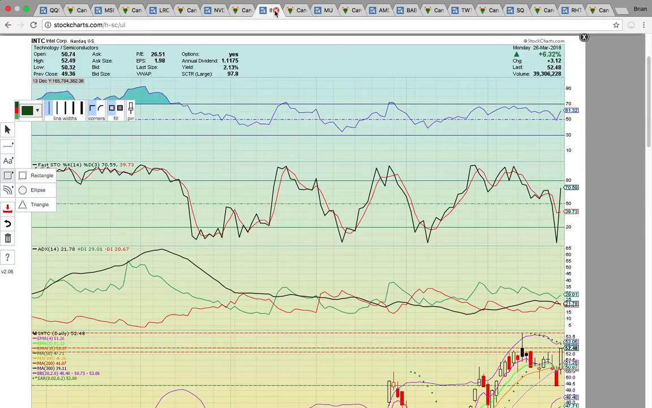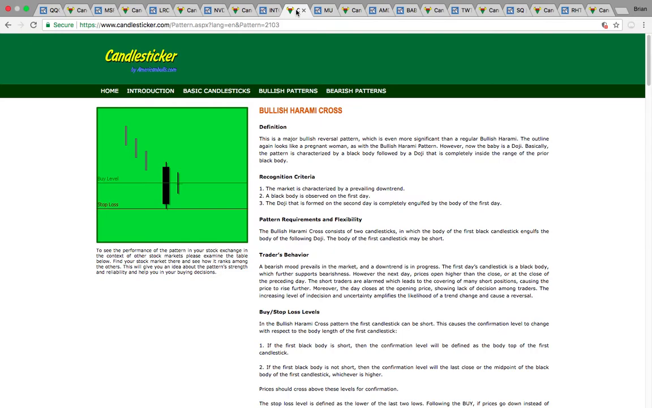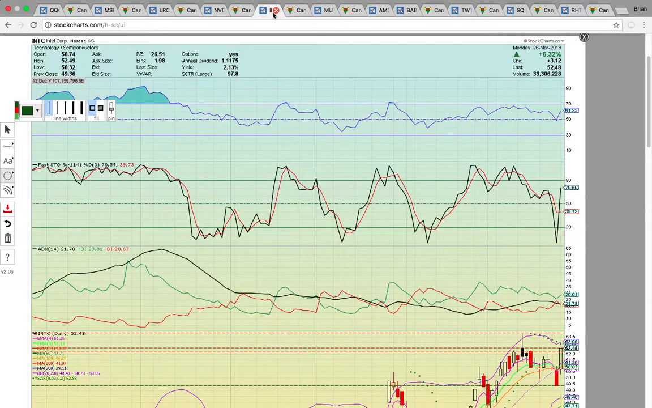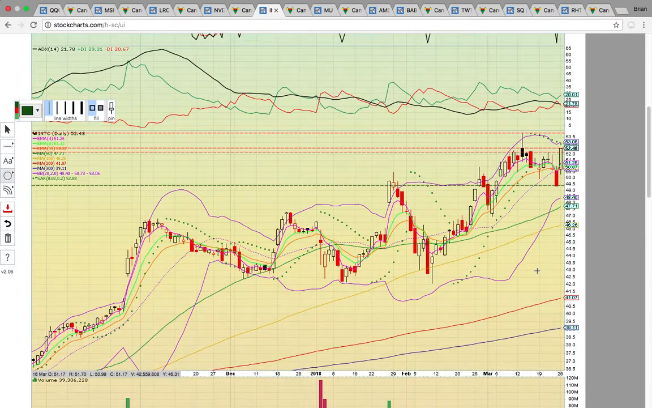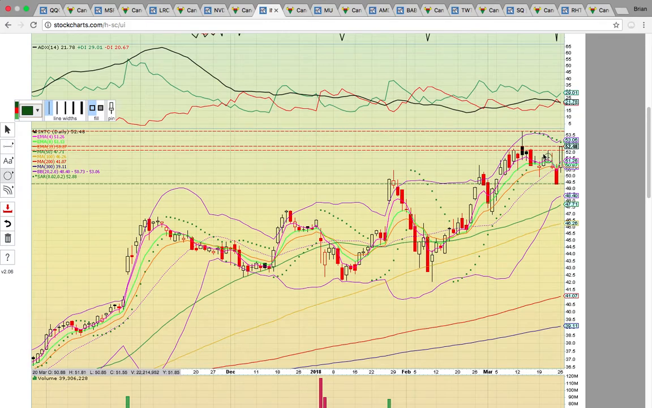All right, let's look at Intel. Intel had a very nice move today as well. Okay, so it confirmed the bullish harami cross reversal pattern. Okay, so this pattern had formed back here on the 21st. Okay, so this actually, no, it's down here.